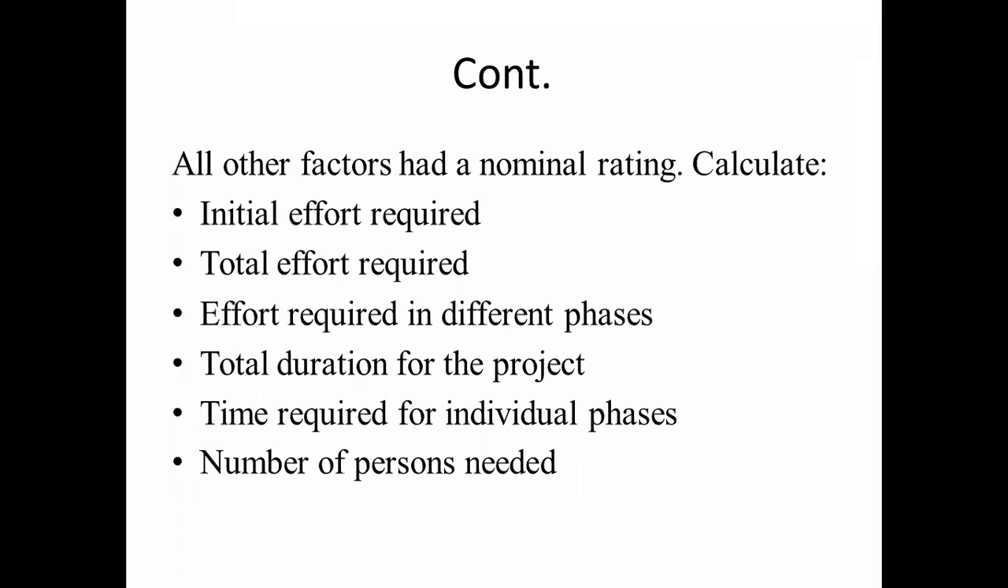Here it is already given in the numerical that all other factors are at a nominal rating, meaning the value for the rest of the multiplying factors is equal to 1. Now calculate the initial effort required, total effort required in different phases. So this is a long numerical. Okay, so effort required in different phases. Those tables you have already studied. Then you can also calculate the phase-wise effort and phase-wise duration. Okay, and at the end, the total number of programmers or persons needed.